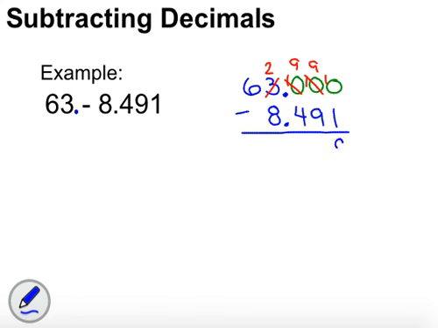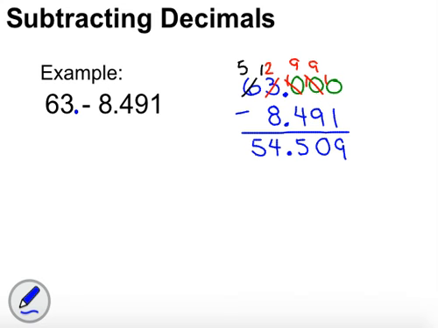10 minus 1 is 9. 9 minus 9 is 0. 9 minus 4 is 5. Bring down that decimal point. 2 minus 8 I can't do. So I'm going to go to this 6. It becomes a 5, and that gives me 10 more here, so that's a 12. 12 minus 8 will give me 4, and 5 minus nothing is just 5. So my answer would be 54 and 509 thousandths.